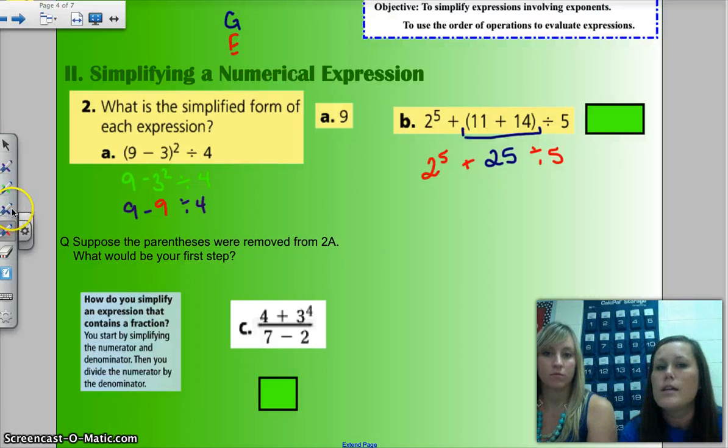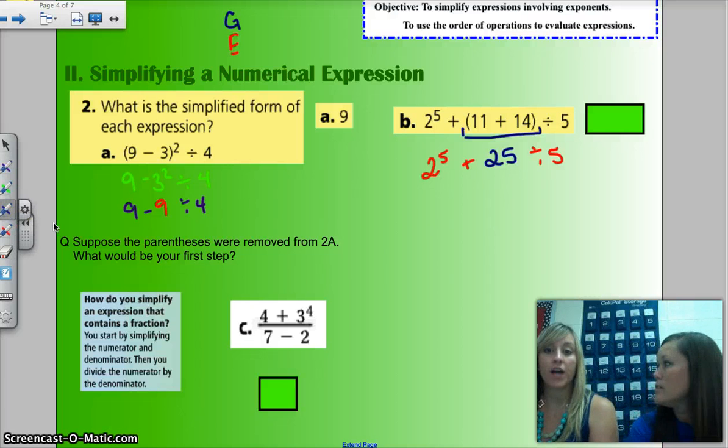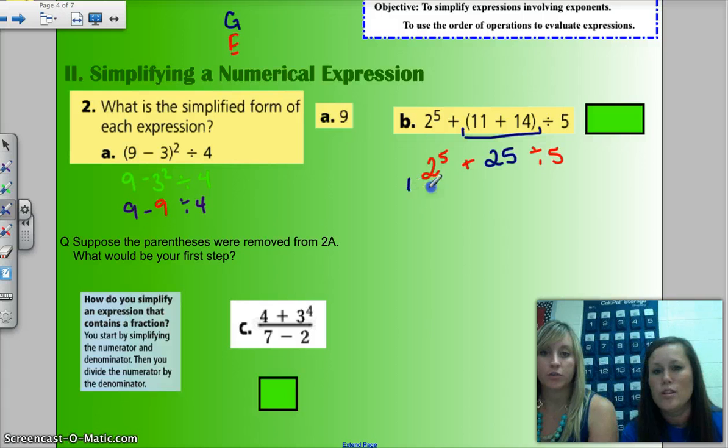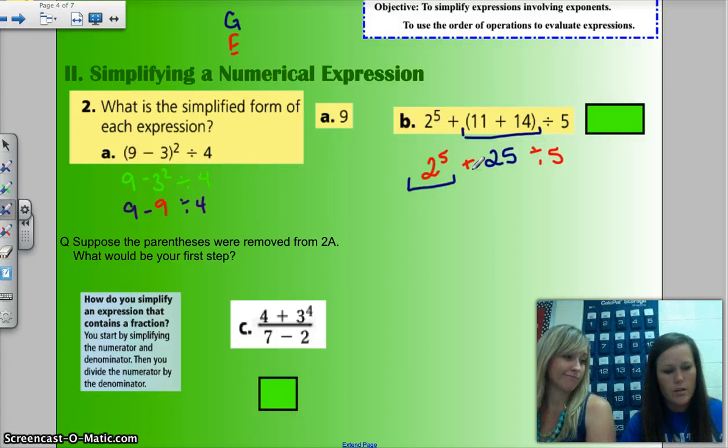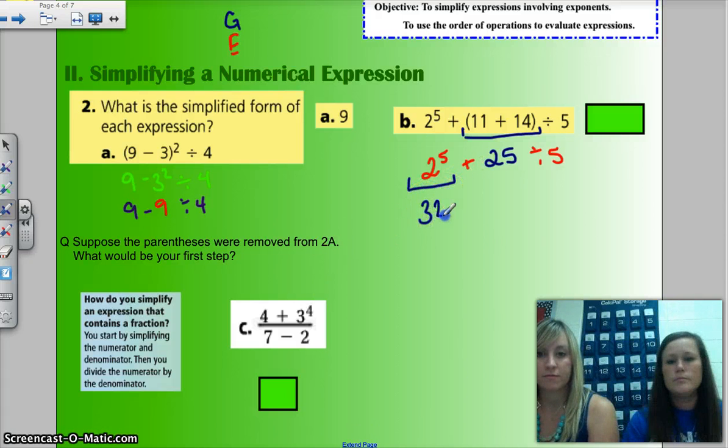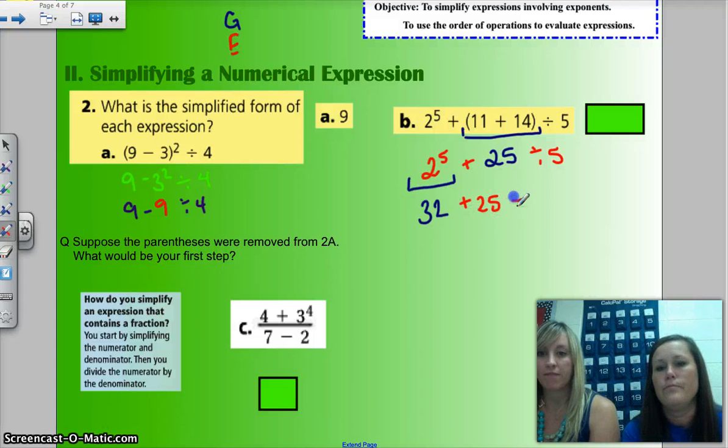Next step is exponents. Do we see any exponents? I do. Right there, 2 to the 5. So 2 times 2 times 2 times 2 times 2. I don't really know what that is off the top of my head. I'm going to go ahead and use the calculator. 2 caret 5. 32. Perfect. So 32 plus 25 divided by 5. Guys, don't take shortcuts here. Write it down every single time.